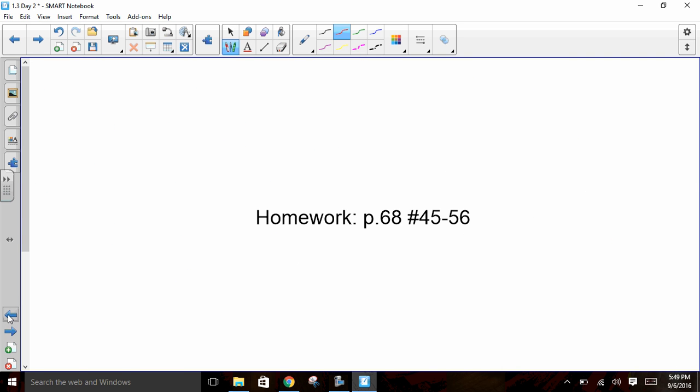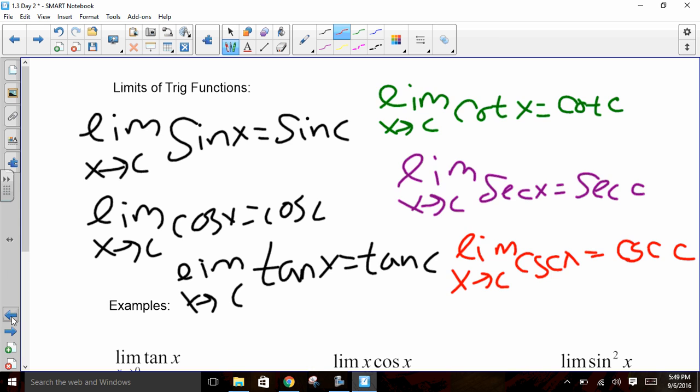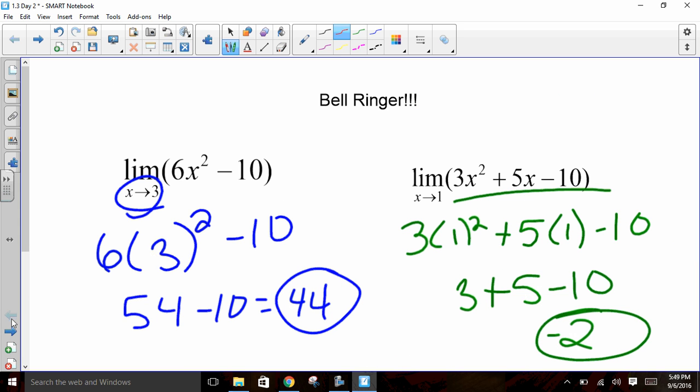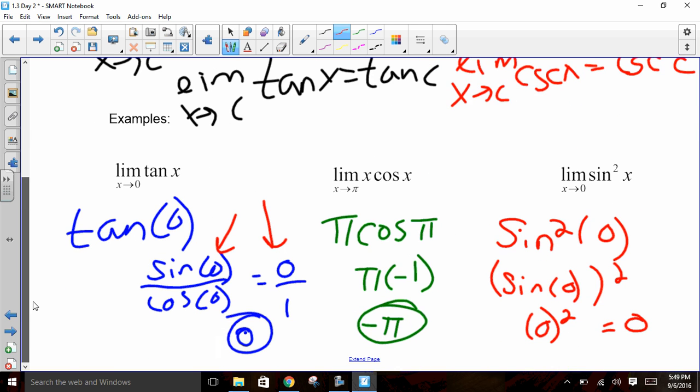Alright, that's all I got for you today. But I do want to make sure we understand that, if I go back a couple, when we started like we did yesterday, we can go ahead and plug in that x value as long as that x value does not somehow make the problem not possible. Trig functions can be approached like regular ones. I can plug in that value and solve.